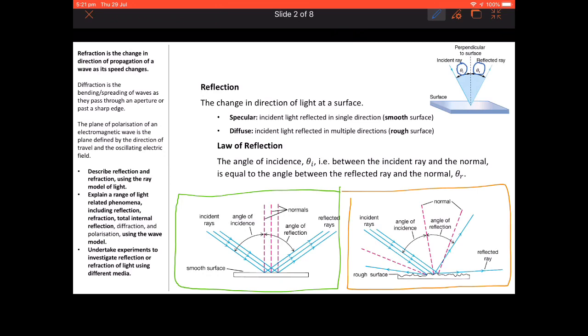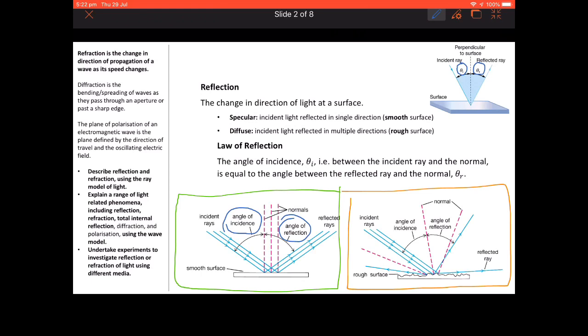The reason that light is reflected in a single direction in specular reflection is because the normals are all parallel, regardless of where the light ray hits the surface, because the surface is smooth. So all of these light rays come in, and the angle of incidence between any one of these light rays and the corresponding normal is going to be equal to the angle of reflection, and all of these incident rays coming in are going to be parallel, therefore all of the reflected rays are also going to be parallel.